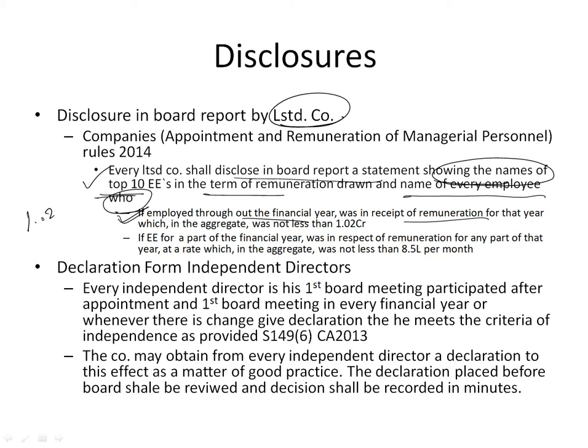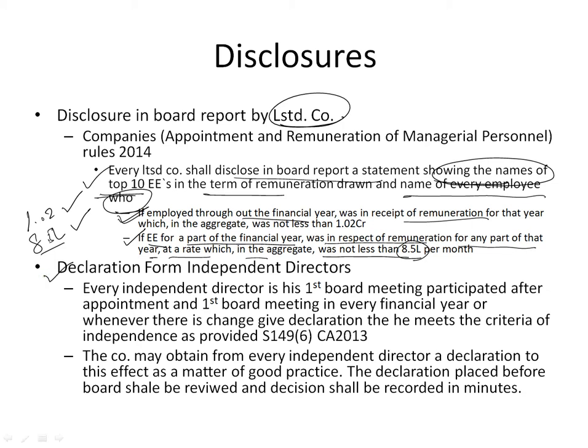If the employee, for a part of the financial year, was in receipt of remuneration for any part of that year at a rate which, in aggregate, was not less than 8.5 lakhs per month, right? So this is the yearly criteria and this is the monthly criteria, right? Moving on to the next, again this becomes a part of the board report.